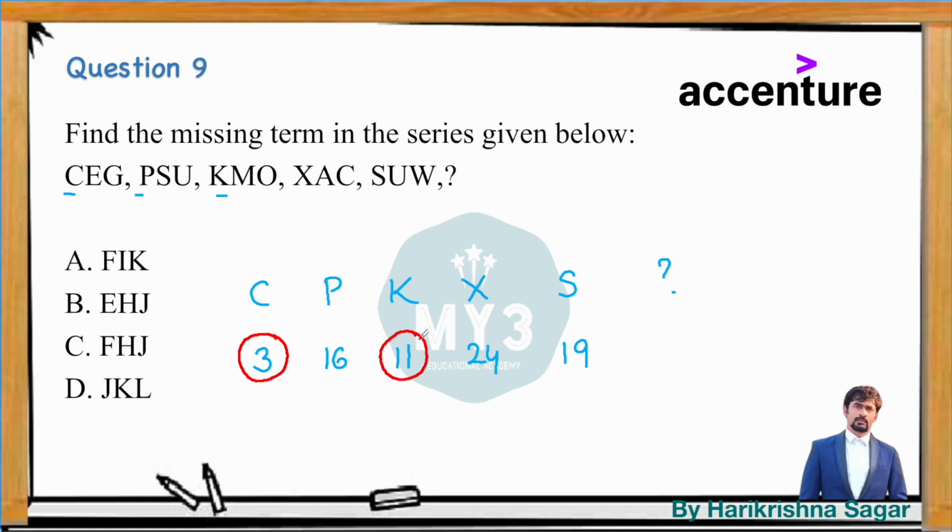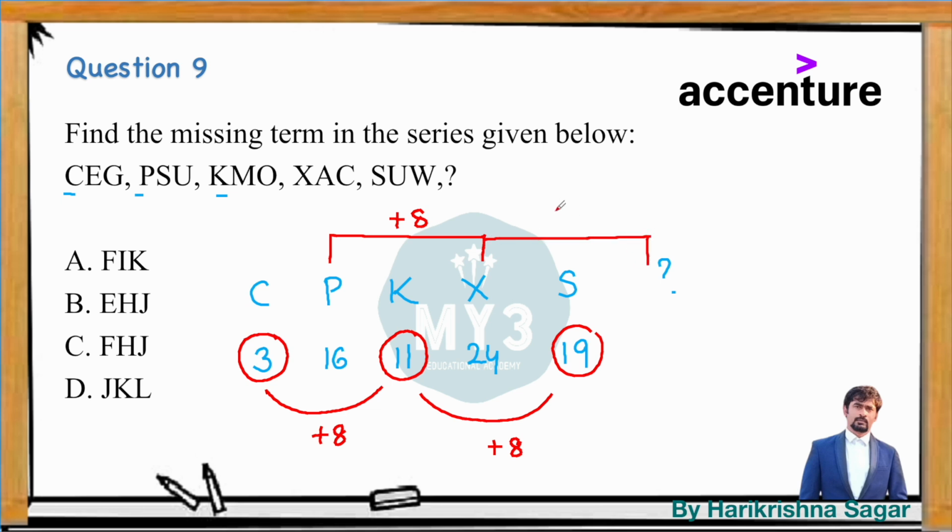So 3, 11 and 19. If you observe the difference, 3 becomes 11. What is the increase? 3 plus 8 is 11 and 11 plus 8 is 19. Similarly, if you observe these numbers, 16 becomes 24. That means there is an increase of 8. And 24 will be what? 24 plus 8. What is 24 plus 8? 24 plus 8 will be 32.